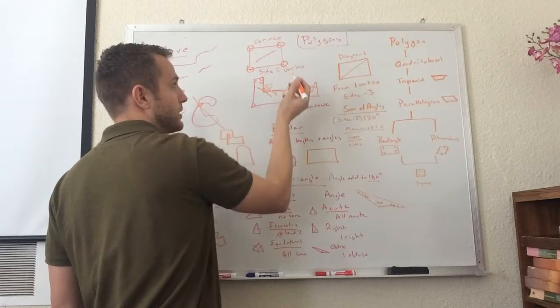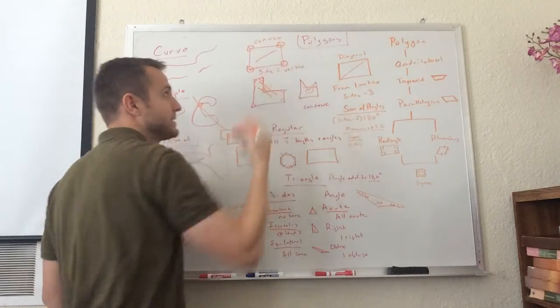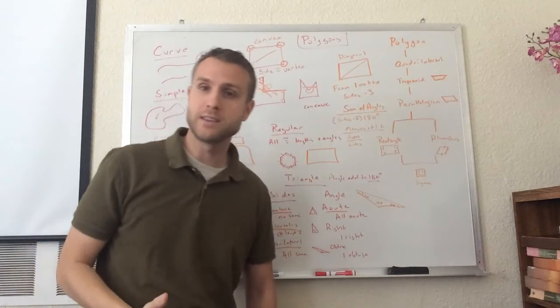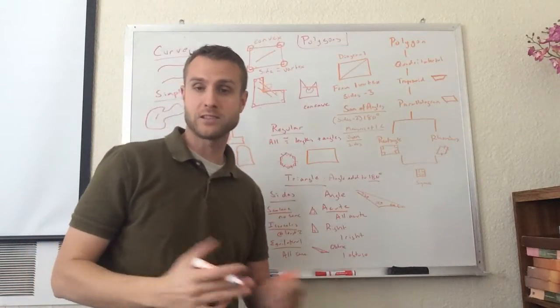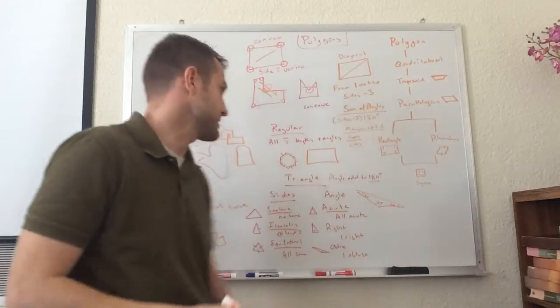We have sides and then we have vertices. One vertex we call a vertex. It's just where 2 sides meet. The number of sides will always be the same as the number of vertices. So if I have 4 sides, I have 4 vertices. If I have 5 sides, I have 5 vertices.